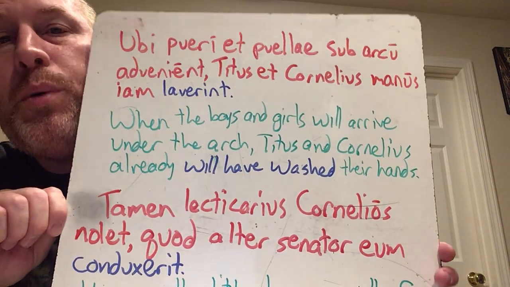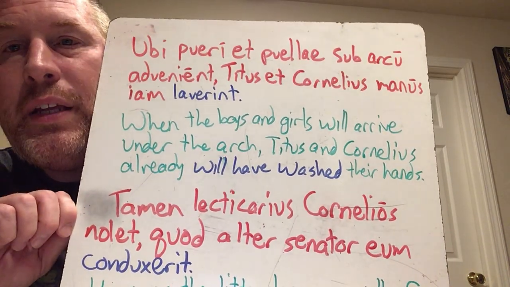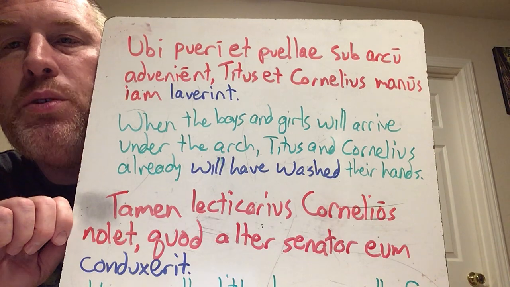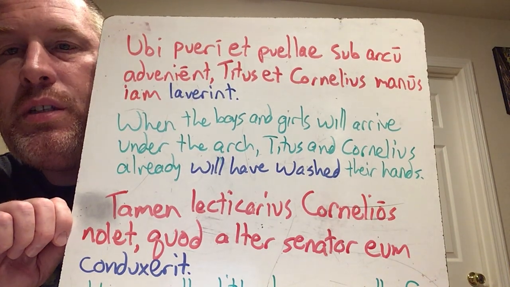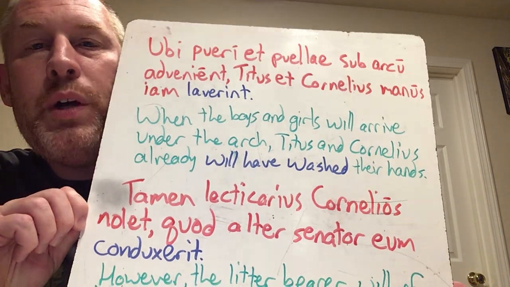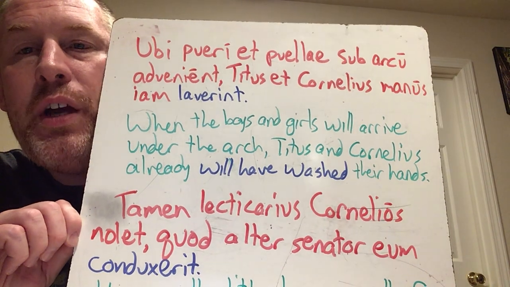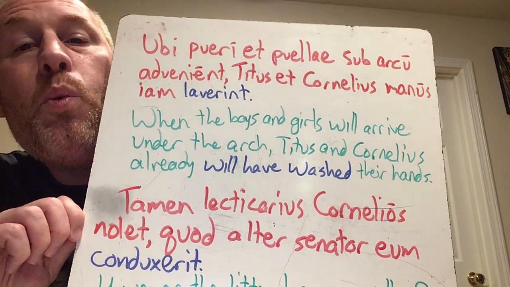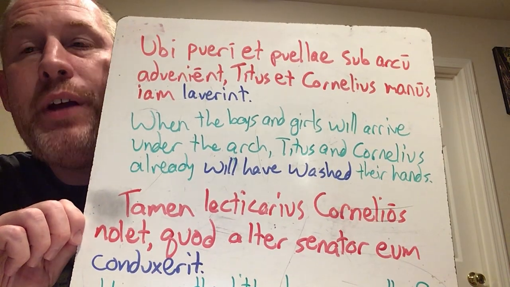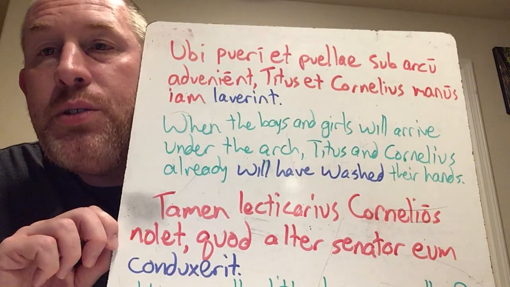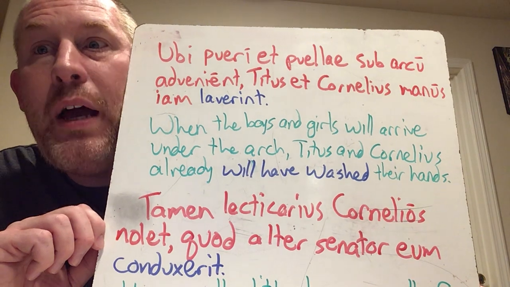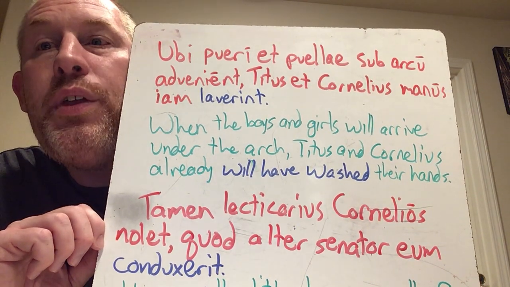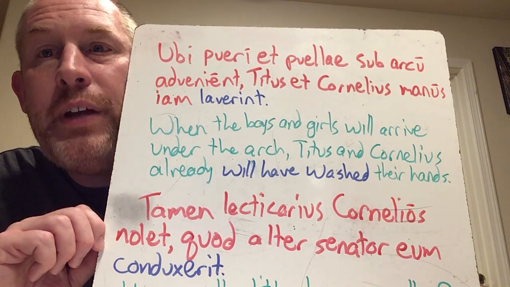Ubi pueri et puellae sub arcu advenient, Titus et Cornelius manus iam laverint. When the boys and the girls will arrive under the arch, Titus and Cornelius already will have washed their hands. So my question to you is, which thing happened first? The arrival under the arch or the two gentlemen washing their hands?